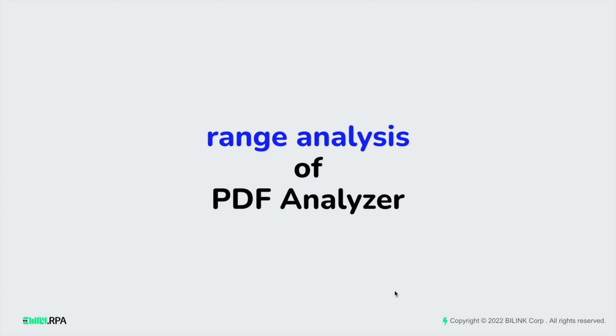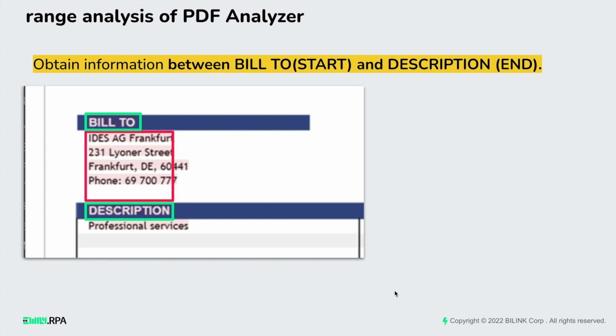This course introduces the range analysis of the PDF Analyzer module. The range analysis of PDF Analyzer module can parse out the text between two specific text objects. Take the invoice document on the screen as an example. We can use the range analysis to parse out all the information between the starting point, i.e. bill to, and the ending point description. Usually this method is used to parse text within a specific area.